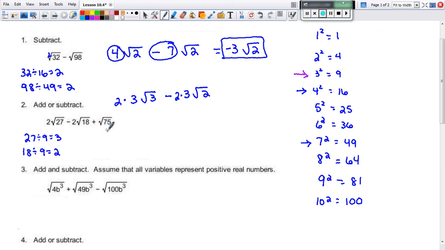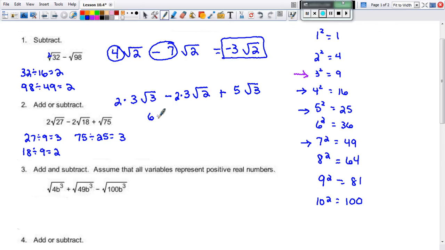Okay, 75. 75, you can divide by 25. So 75 divided by 25 equals 3. That goes under your radical. Since we use the 25, the 5 out front goes in front of your radical. There was a plus sign there, and there were no numbers in front of the original radical. So what we can do now is 2 times 3.